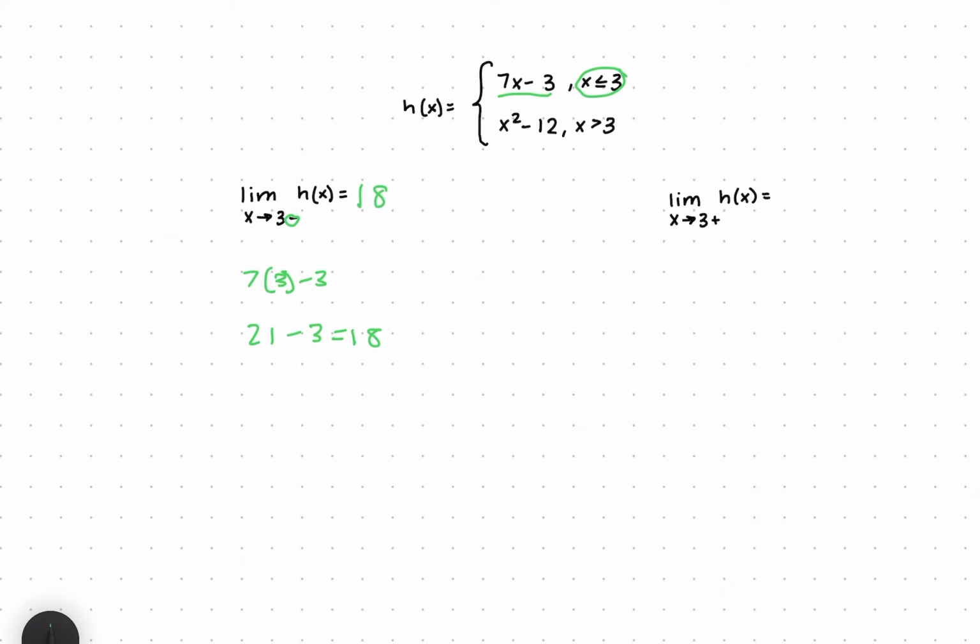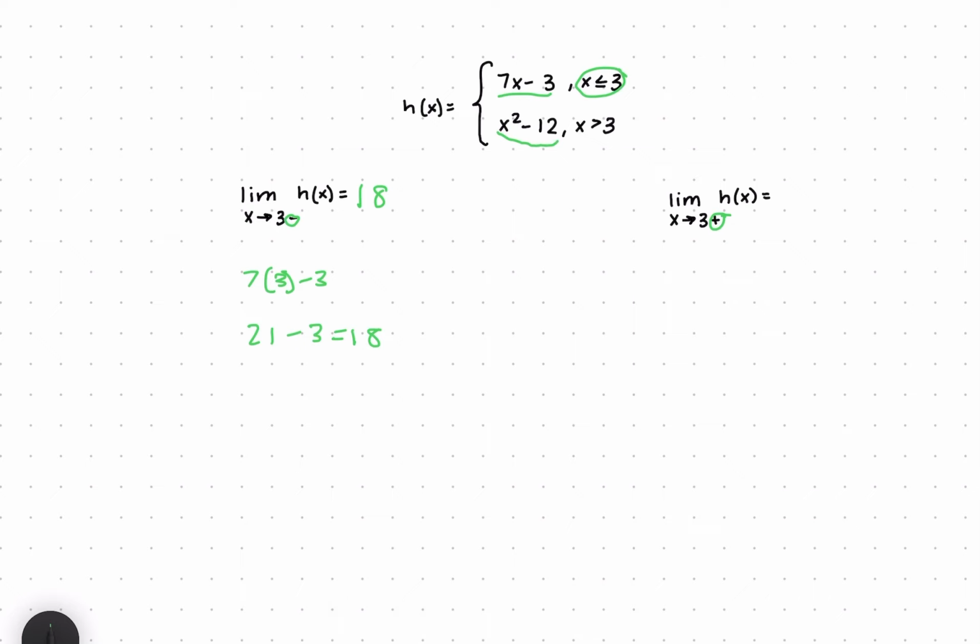Now, let's analyze the limit as x approaches 3 from the right side, as we can tell by this plus sign, for this function h of x. To evaluate this limit from the right side, we want to choose the expression that defines the function's behavior for all values where x is greater than 3, as that's going to represent approaching the function's values from the right side. So in this case, that expression is going to be x squared minus 12.